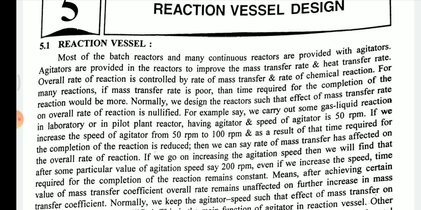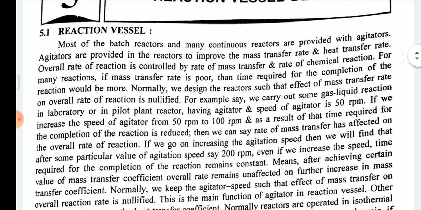Most of the batch reactors and many continuous reactors are provided with agitators. You know that an agitator is used for mixing purposes, to give a complete mixture, and it is very helpful to complete the chemical reactions. Agitators are provided in the reactors to improve the mass transfer rate and heat transfer rate.